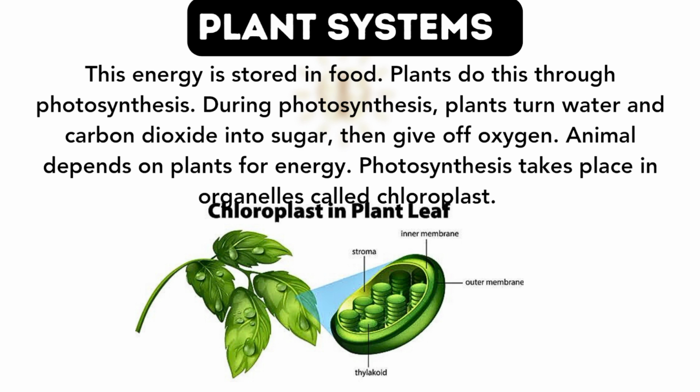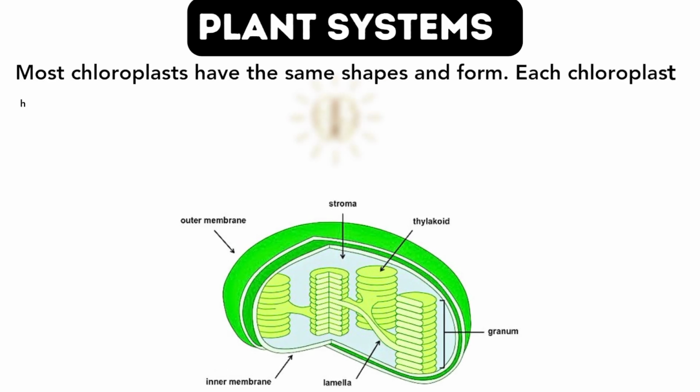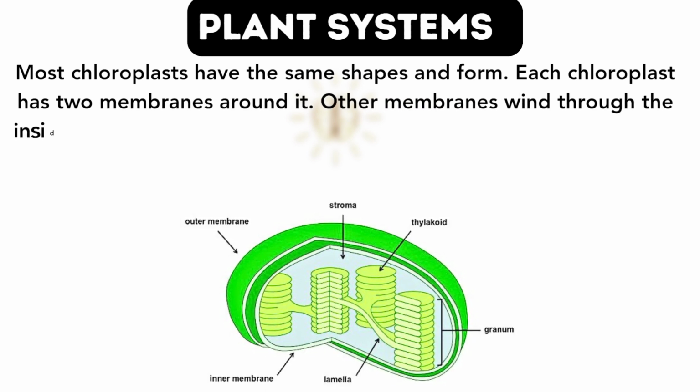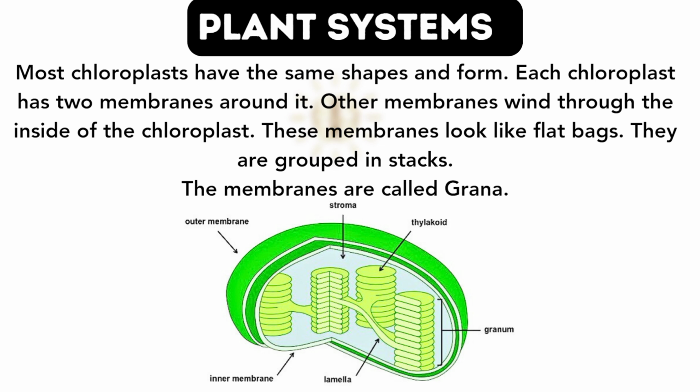Photosynthesis takes place in organelles called chloroplasts. Most chloroplasts have the same shape and form. Each chloroplast has 2 membranes around it. Other membranes run through the inside of the chloroplast. These membranes look like flat bags. They are grouped in stacks. The membranes are called grana.